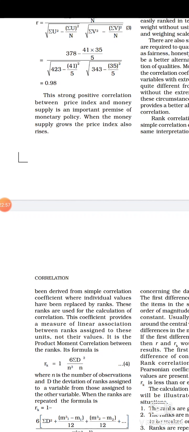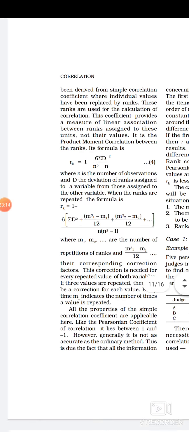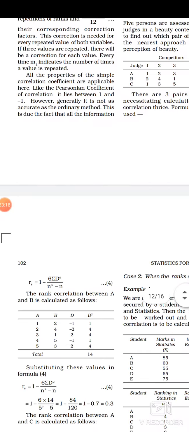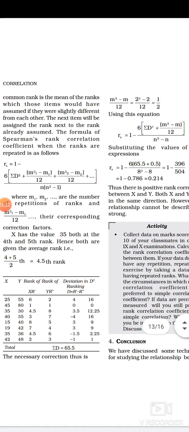Its formula is Rk, that is rank correlation, equal to 1 minus 6 sigma d squared divided by n cubed minus n. Some examples calculating rank correlation.